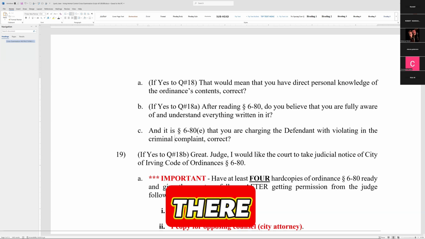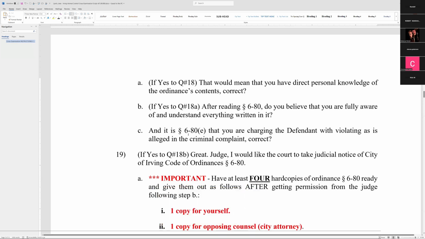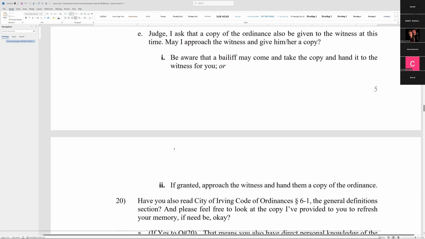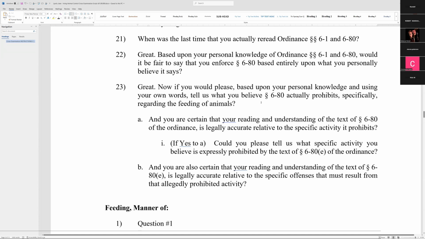If they were not in there to read the complaint, then we have to ask them, is this the section that you are charging them under as alleged in the complaint? Yes. Okay. Now, once they've said that, we're good to go. Okay. All right.